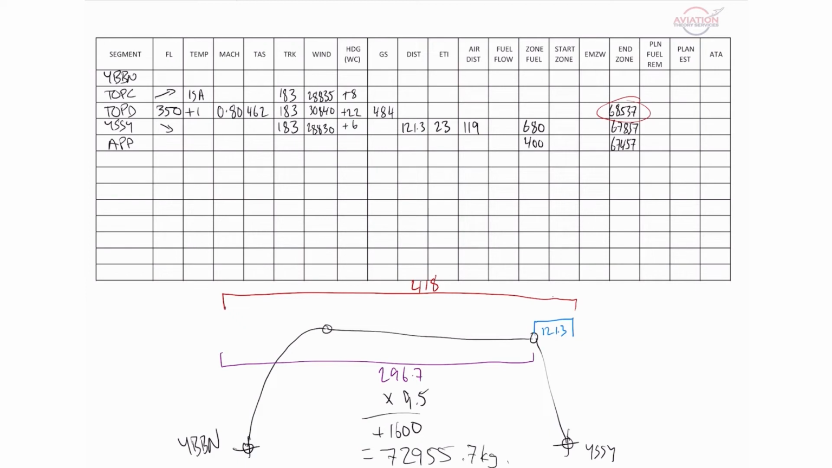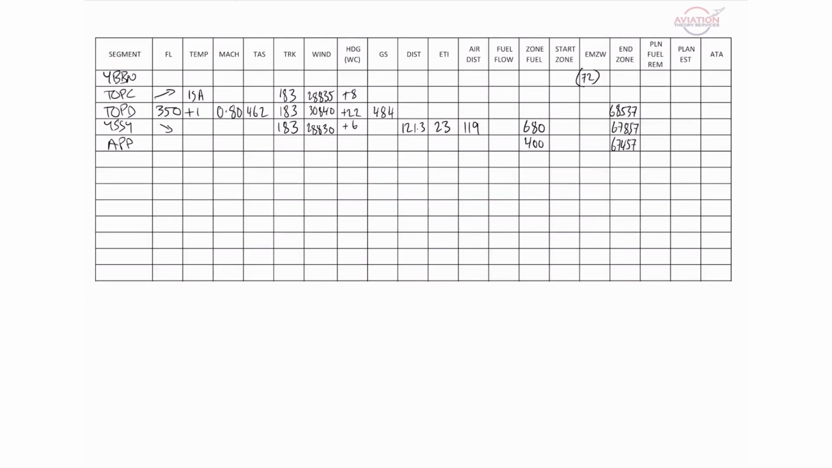kilos. So we have to ask ourselves the question, what column would we use for climb data with a brakes release weight of 72,955? The answer is we'd use 72 ton data. So now we can go find climb data for 72 ton, and then after that we can find the cruise distance to top climb. So for an ISA day, climb to flight level 350 with a brakes release weight of 72 ton.